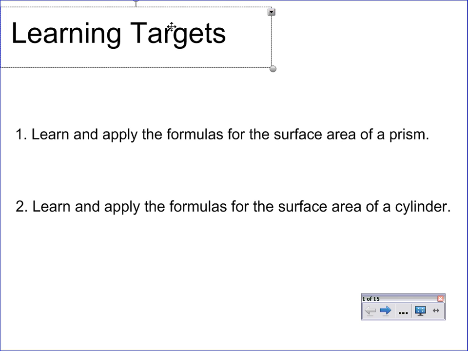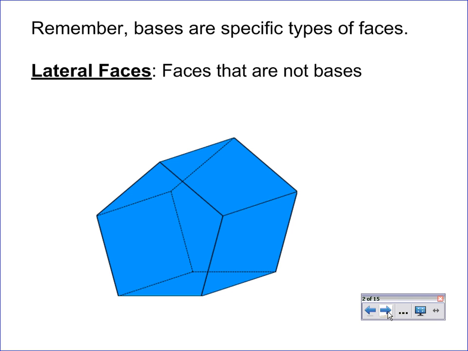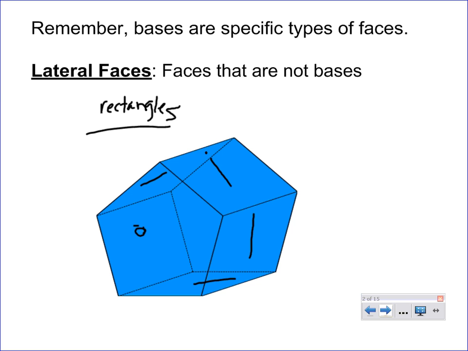Surface area, remember, is the material it takes to make up the surface of the figure, not what's inside the figure. Okay, so remember, bases are specific types of faces. Lateral faces are faces that are not bases. So the two bases on here are the pentagons, whereas these are the lateral. The lateral faces here on this particular figure are the rectangles.